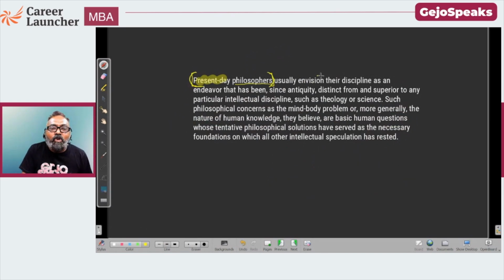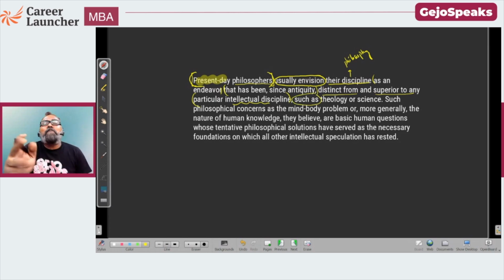There is an action: usually envision their belief. Okay, let's understand what they believe, about what? Their discipline. What is their discipline here? Of course, philosophy. They are philosophers. The discipline has to be philosophy, as an endeavor that has been, since antiquity, distinct from and superior to any particular intellectual discipline such as theology or science. Any particular intellectual discipline such as theology or science is giving some examples. So what is the sentence actually saying?